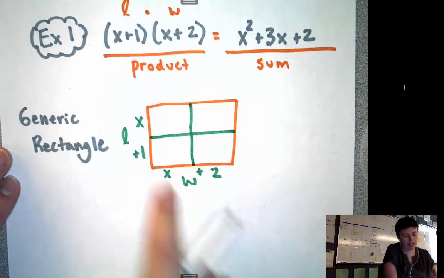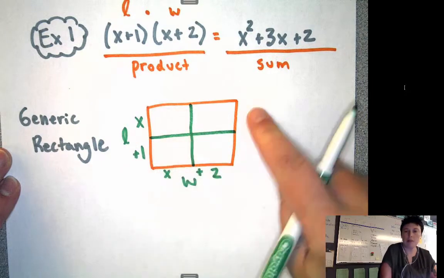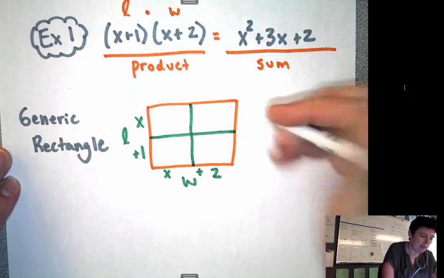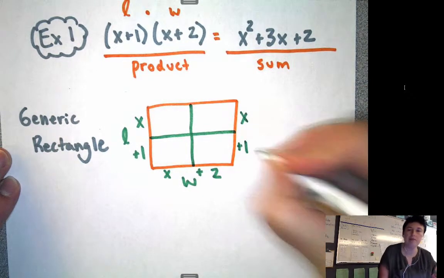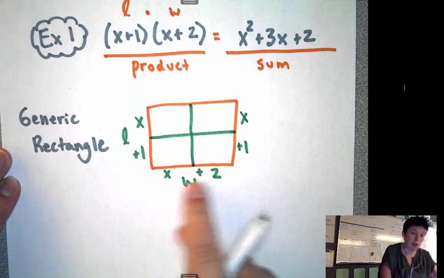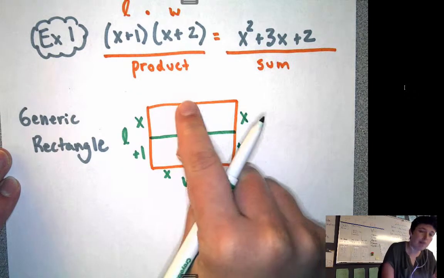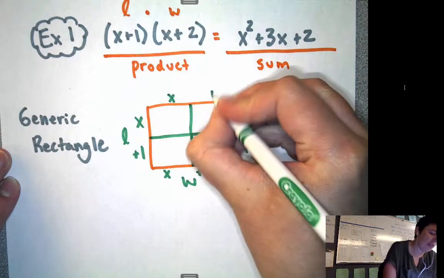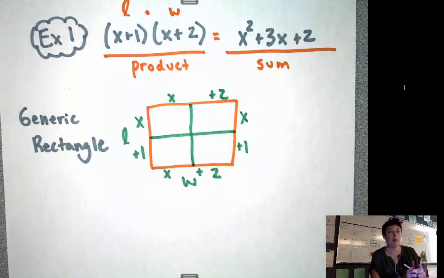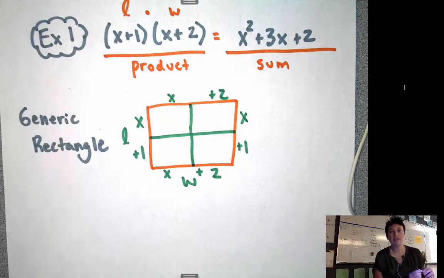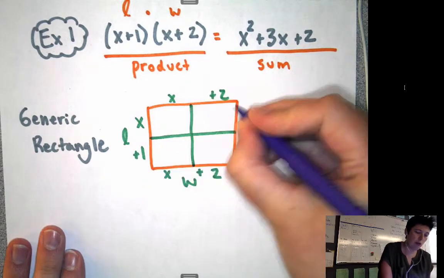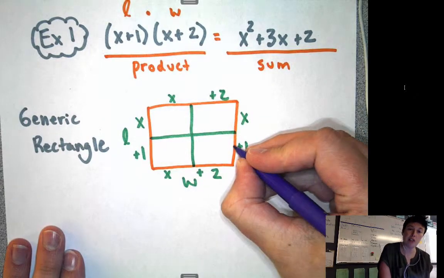Now, if my length is x plus 1, then what's my length on the opposite side? Same thing, x plus 1. If my width is x plus 2 on the bottom, what's my width on top? X plus 2. It's the same thing on both top and bottom, left and right. And now I'm going to go through and find the area of this rectangle by looking at each of these corners. That's my plan, is to focus on the corners.